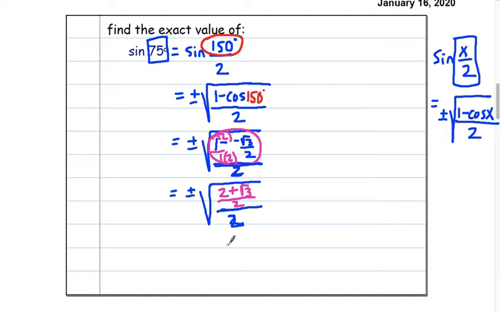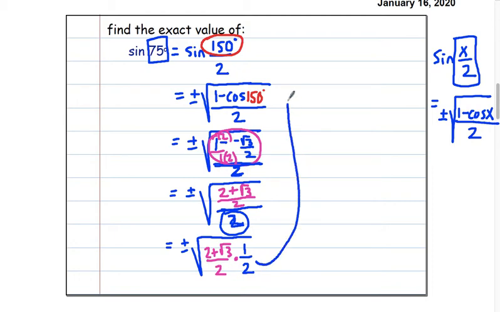Okay, so it's a bit of a mess. We should probably multiply by the reciprocal. So I'm going to take all of that pink stuff, 2 plus square root of 3 over 2, and I'm going to multiply by the reciprocal of 2. Okay, then I need some more room, so I think I will continue up here, okay?